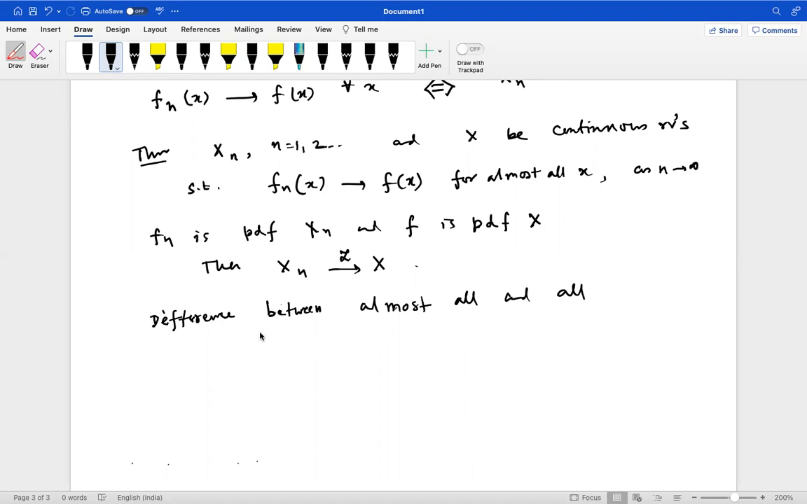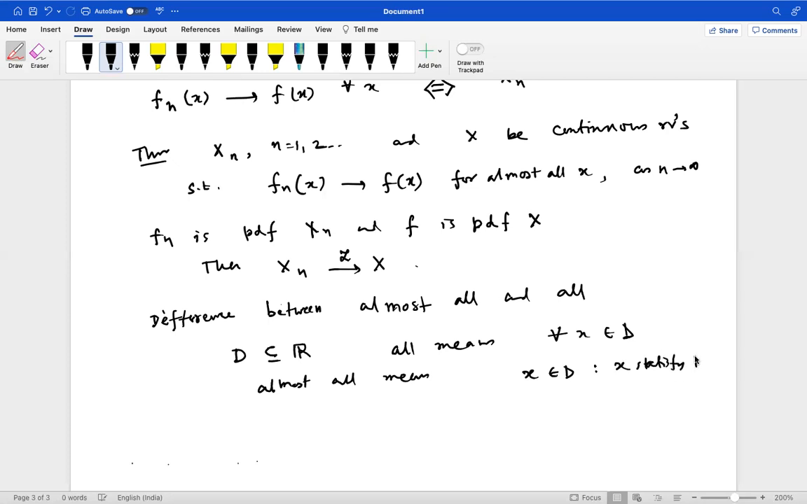For all means, say D is the set, the domain set, and all means it holds for every x in D. Almost all means the set of x belonging to D which satisfy some property P. This is a set, a subset of D, and its probability is what? Not the whole set, but that is called almost all. Almost all means the set where the condition is not satisfied has probability 0, the null probability. So with probability 1, this satisfies it. It may not hold for all x, but it holds with probability 1. This is also called with probability 1.